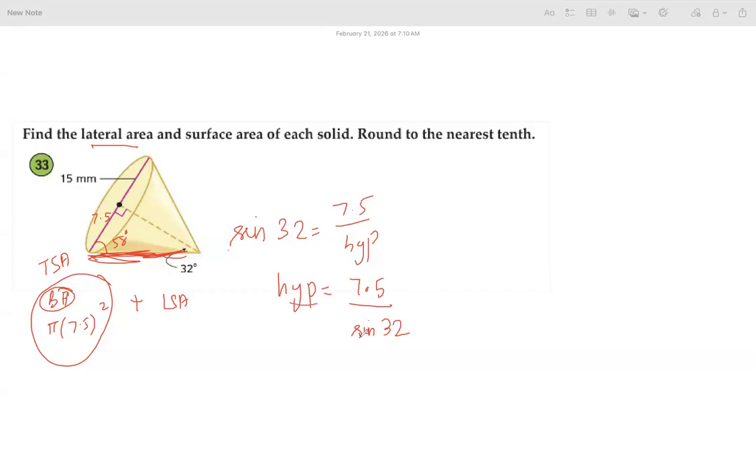See, hypotenuse will be 7.5 by sine 32. You have to set your calculator in degree mode. After that, find out the hypotenuse. And lateral surface area of a cone is pi r L. L is your hypotenuse, the slant height. Okay, I understand. Makes sense? Yeah, thank you.